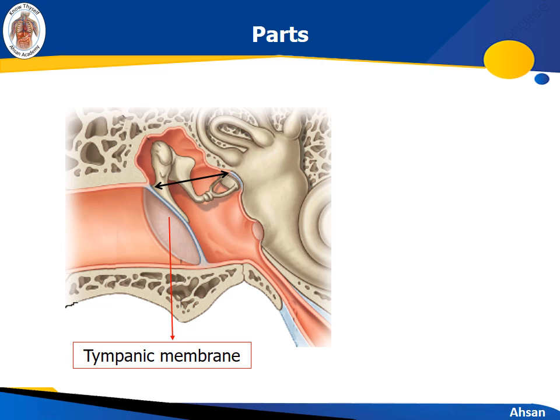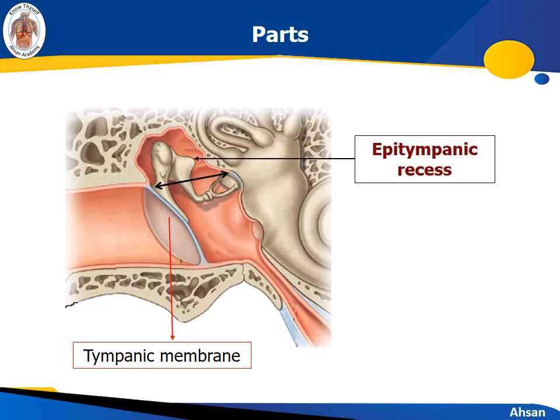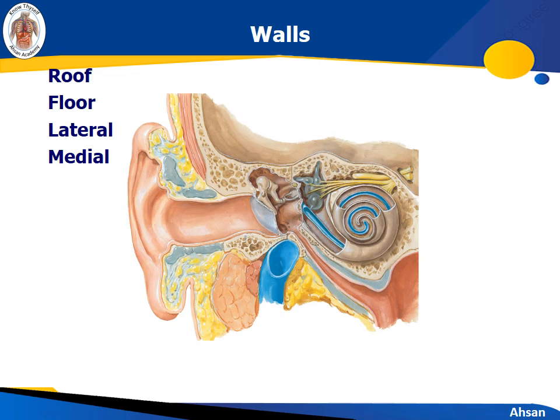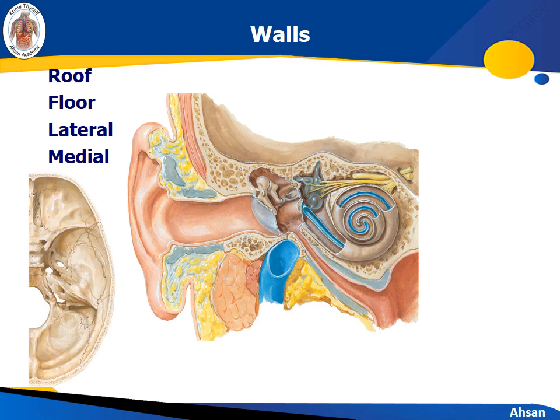So the part above this line is known as the epitympanic recess. Epi means above, recess means a hidden space. The epitympanic recess remains a bit above the tympanic membrane level, and this is the true tympanic cavity, or tympanic cavity proper. This tympanic cavity has 4 walls: roof, floor, lateral wall, and medial wall. How these are formed, let me discuss.